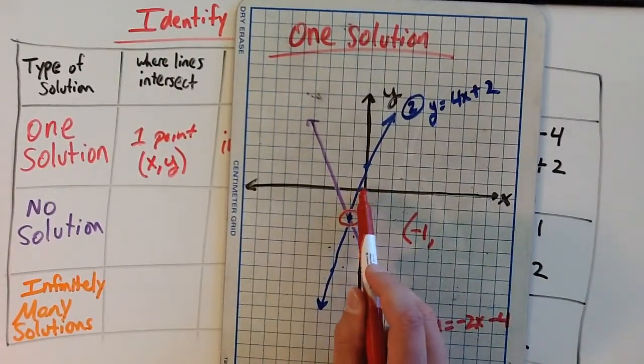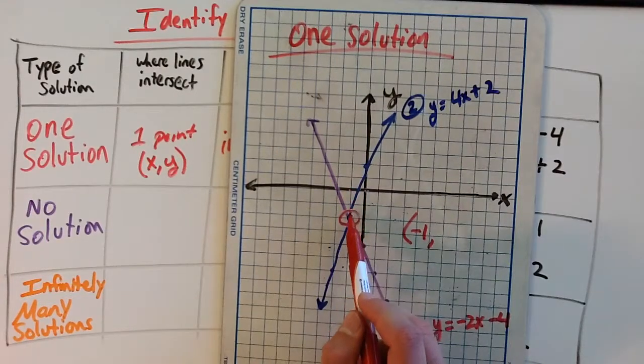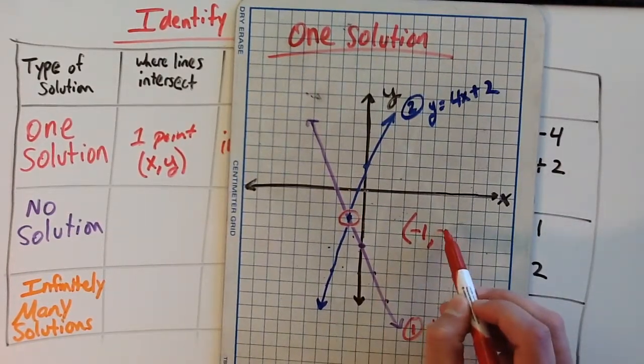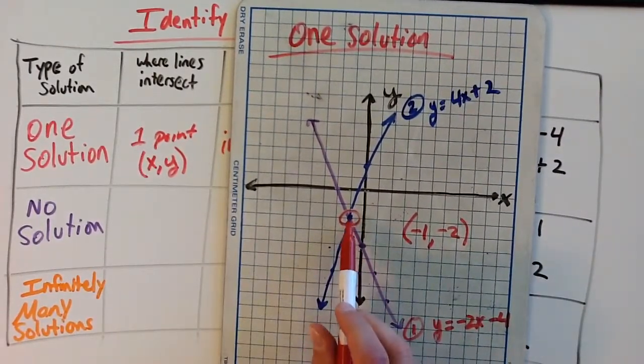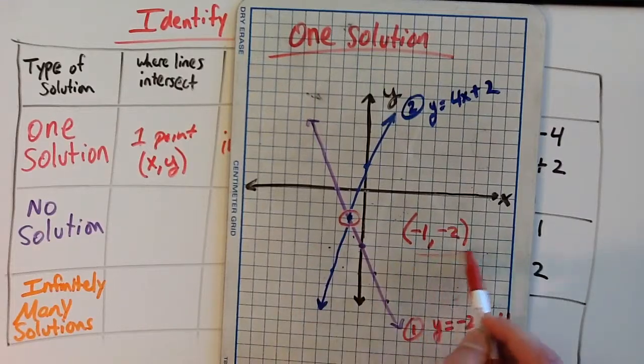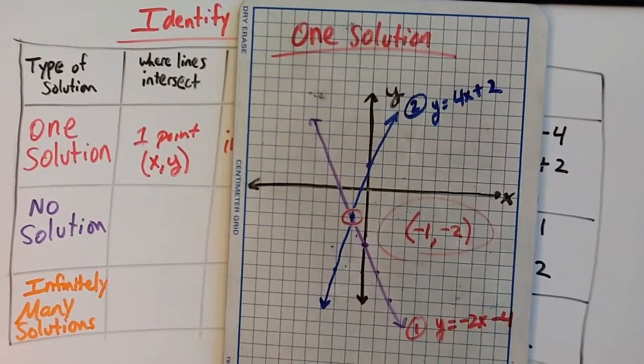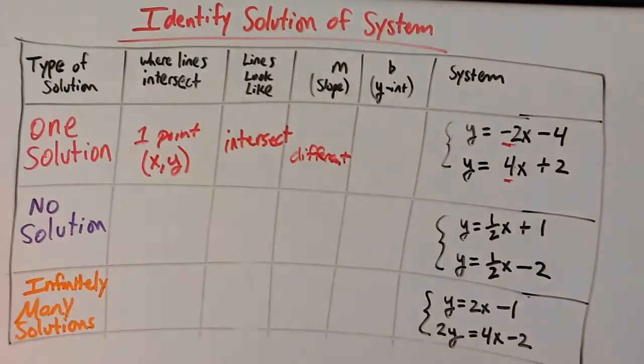From the origin, I go left 1 and then down 1, 2. And if I go down 2, that is negative 2, right? My y value is negative 2. And so that point right there on the coordinate plane is negative 1, negative 2. This is the solution to the system. One solution.